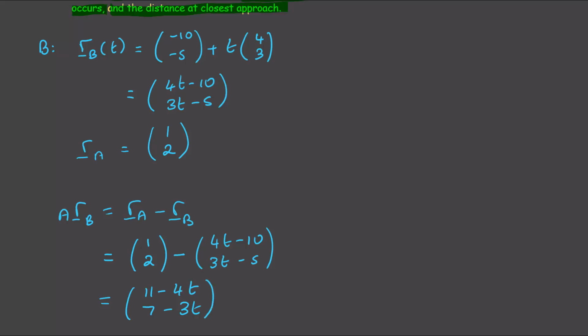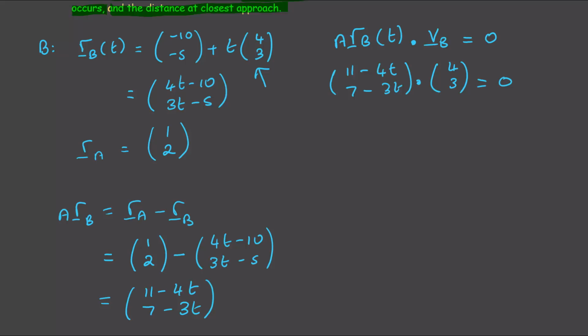And then we're going to do a dot product. And the dot product that we do is ARB(t) dotted with VB, the velocity of the moving object. And we're interested in when that is going to be 0. So we have (11 - 4t, 7 - 3t), and we're going to dot that with the velocity of B, which is (4, 3). And we want where that is equal to 0.